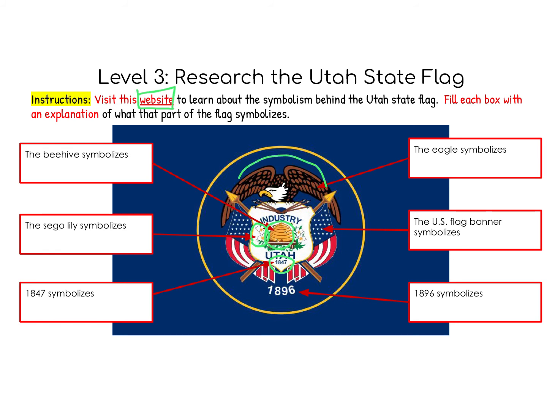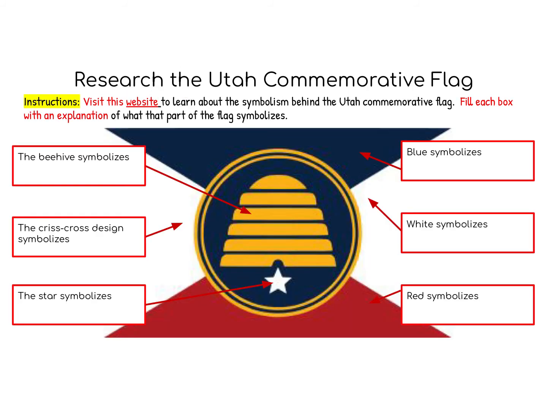And why do we have an eagle on our flag? And why do we have the U.S. flag there? And what does 1896 symbolize? So you're going to go to that website, and you're just going to put a quick explanation in each of those boxes.